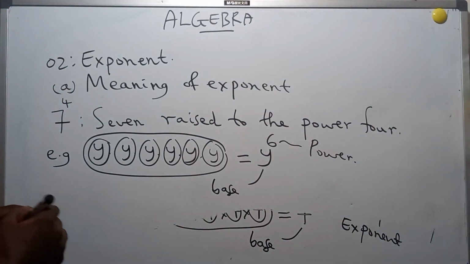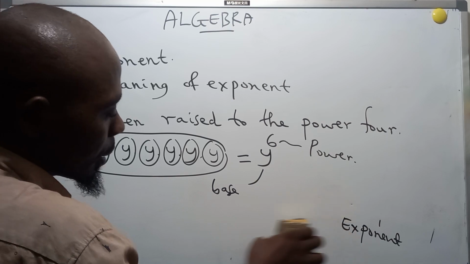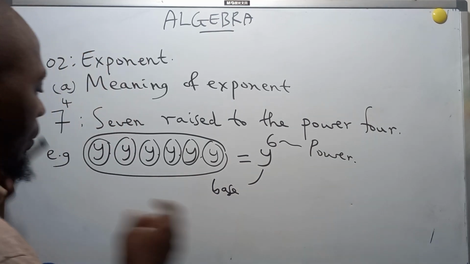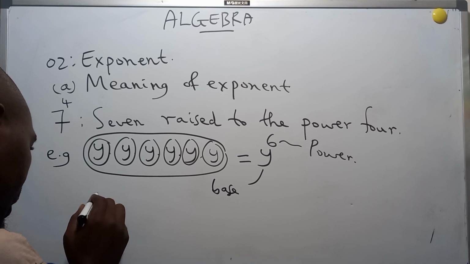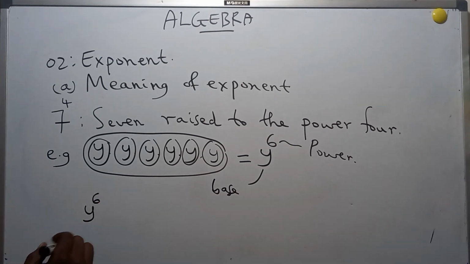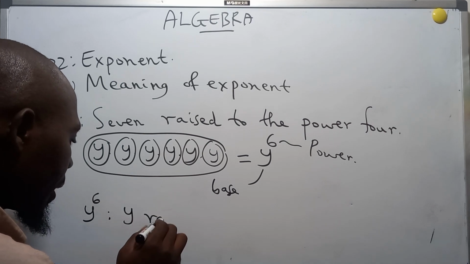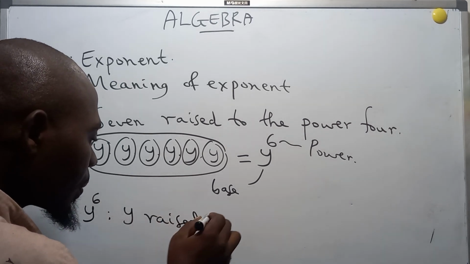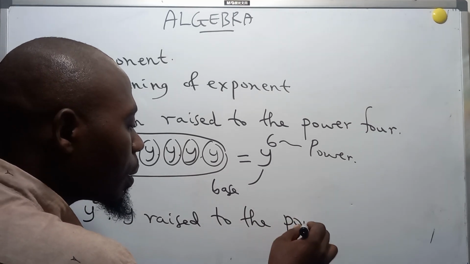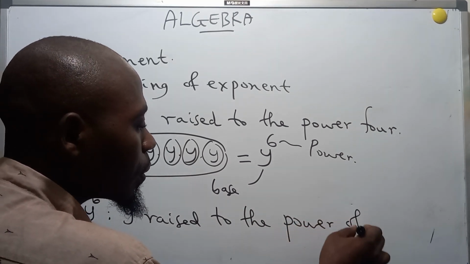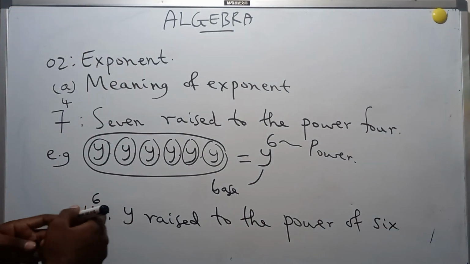As well, I can read this short form, which is y with 6 at the top, as y raised to the power of 6. Okay.